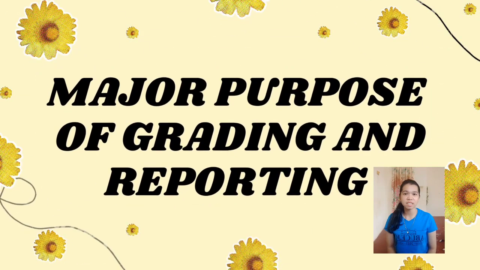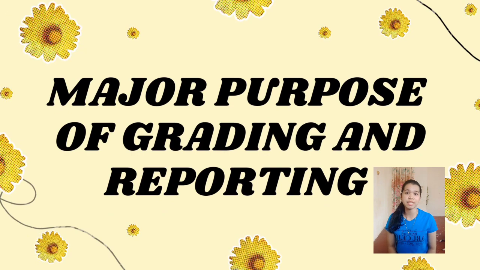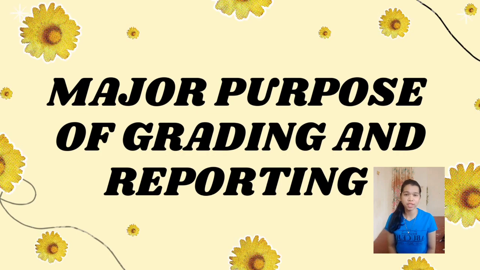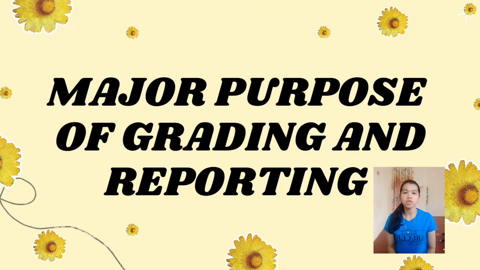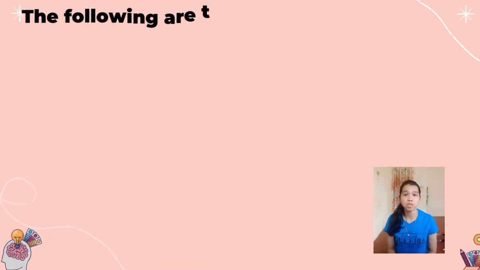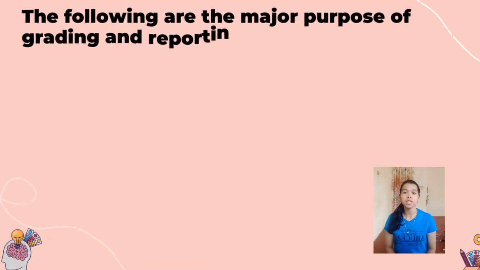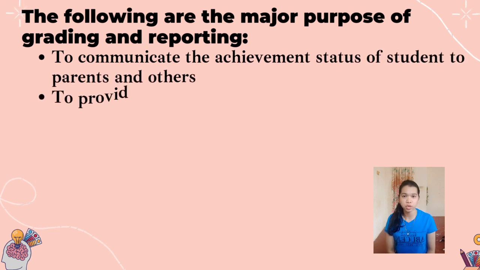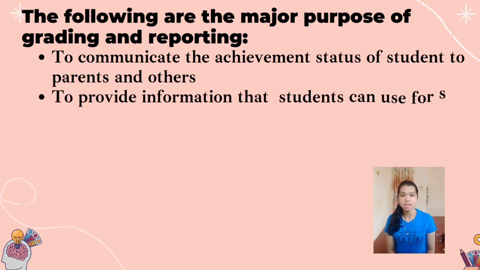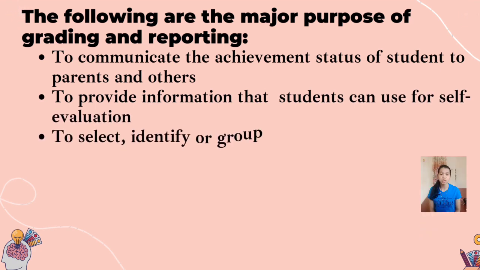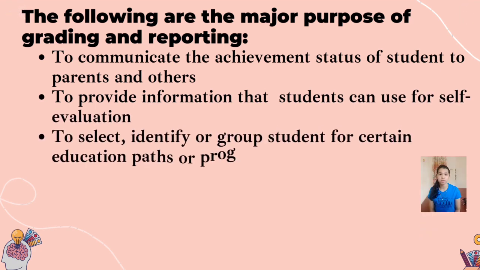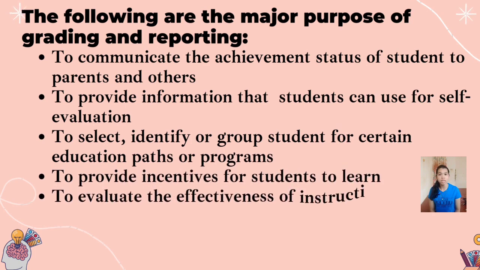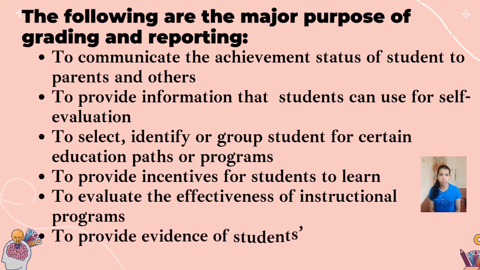The second thing that must be considered to build a grading and reporting system is the major purpose of grading and reporting. The following are the major purposes. First, to communicate the achievement status of students to the parents and others. Second, to provide information that students can use for self-evaluation. Third, to select, identify, or group students for certain educational paths or programs.